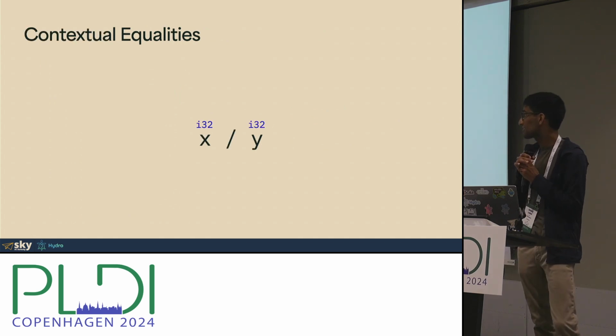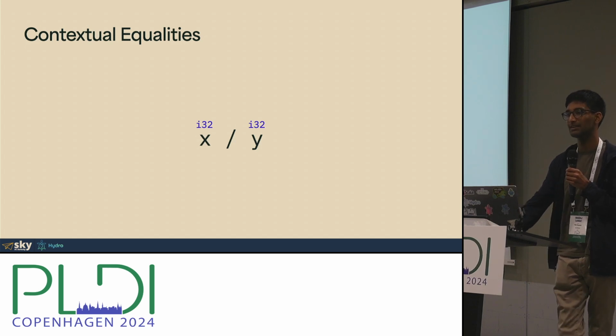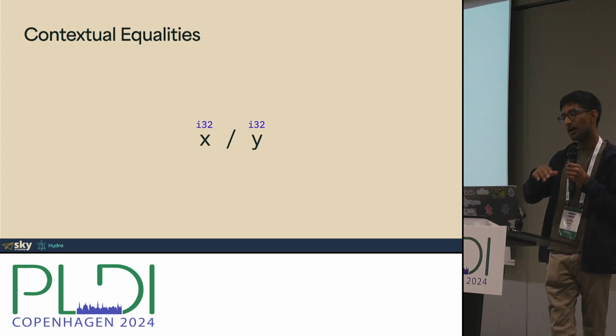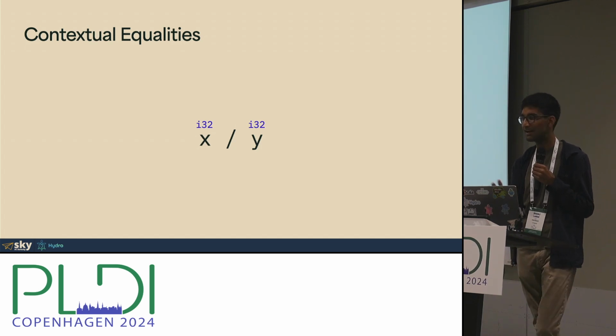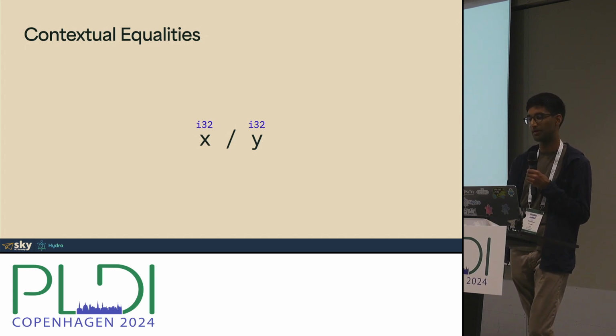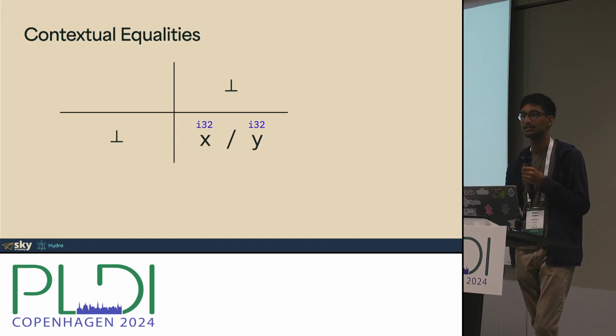All right, so contextual equalities. I'm going to dive into a little bit of background and then talk about how we're combining this with the relational model. So the classic thing is you have something like a division, and depending on what you know about these values that you're dividing, you could rewrite this for better performance. So if we don't know anything about x and y, this is the expression we have. There's nothing we can really do to simplify this.